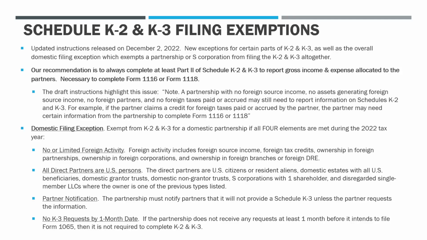persons, right? And so U.S. person isn't broadly defined in that it includes corporate shareholders, but it does include most of what we would consider a U.S. person. So the partners are individuals that are U.S. citizens or resident aliens. The partners are domestic estates, right, that have U.S. beneficiaries. They're domestic grantor or non-grantor trusts that have, again, all U.S. beneficiaries in there. Or if you have an S corporation that has just one shareholder, that would also qualify as a direct partner being a U.S.